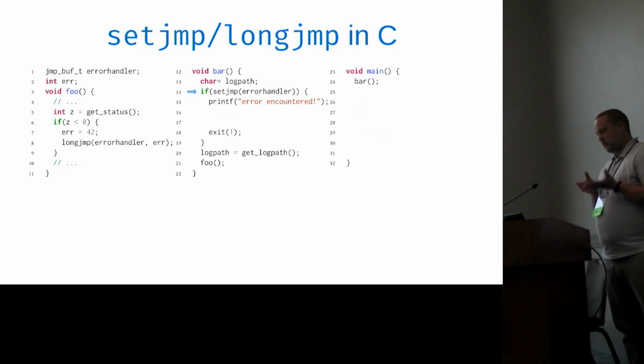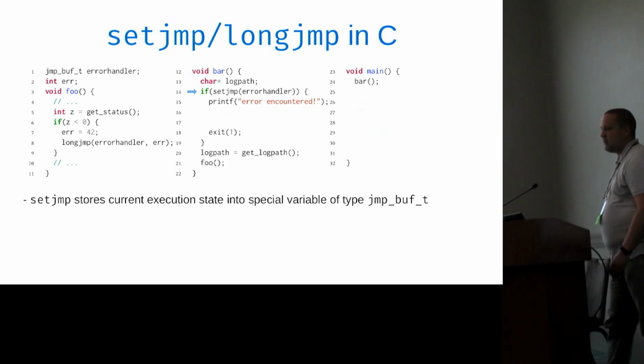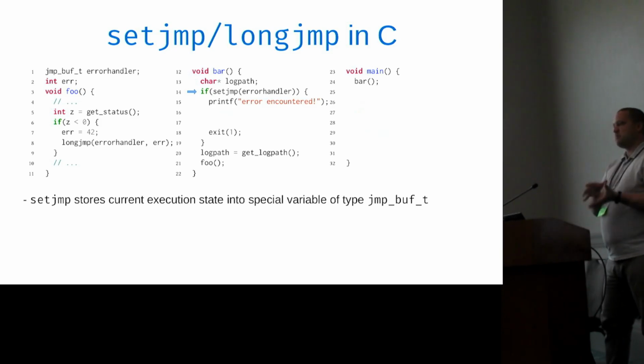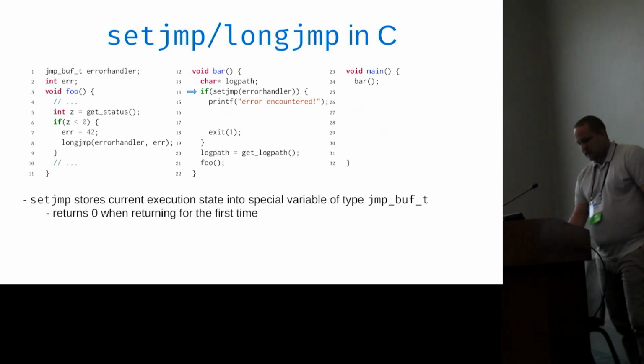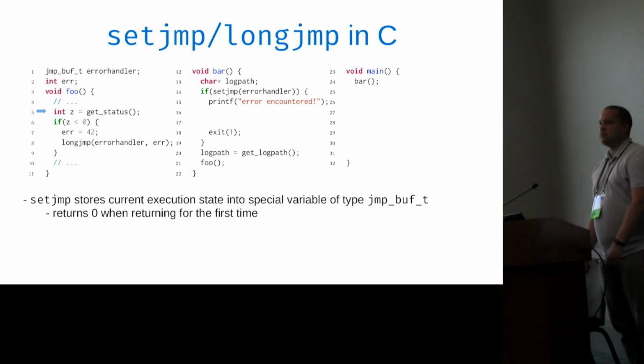And then in bar, you have this function setjmp, and you provide it with a variable of type jmp_buf. And what happens here is that the setjmp stores the current execution state into the special variable of this type jmp_buf. And then it returns 0. So there's nothing interesting going on here yet. Then the program continues. And then at some point you call foo.